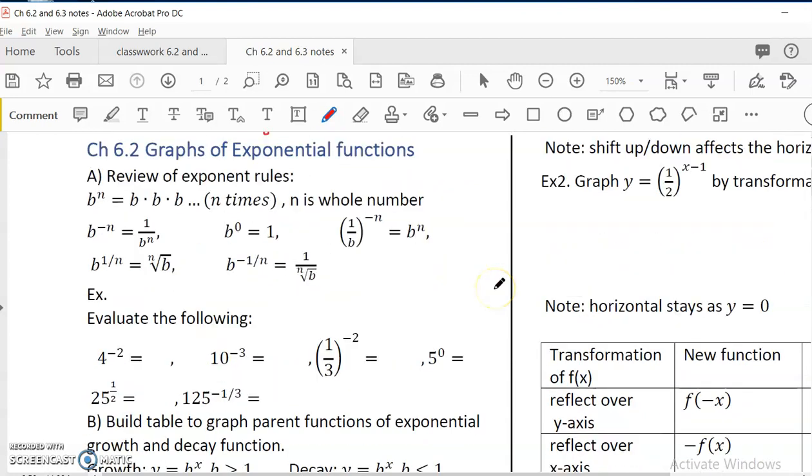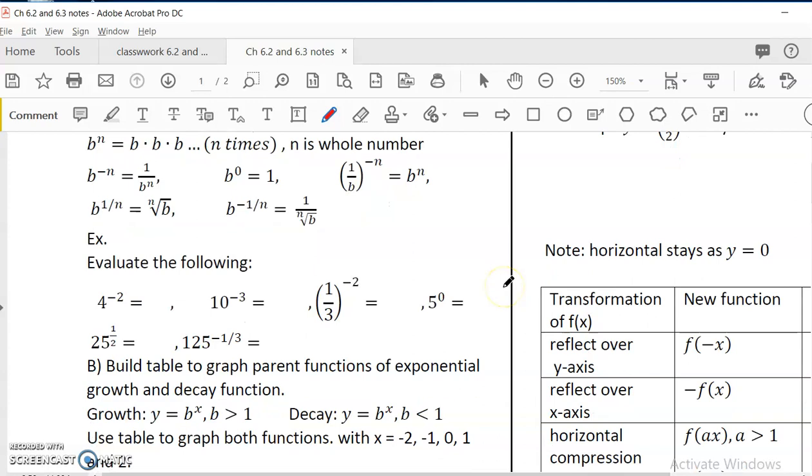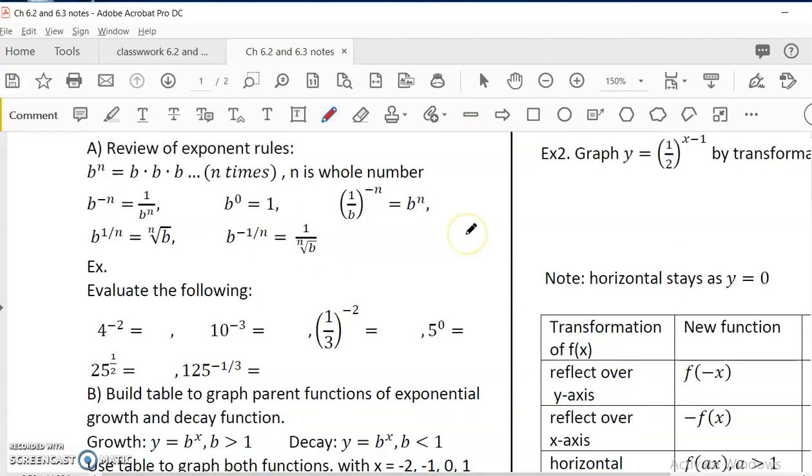And to build tables, we have to evaluate some x that is negative or 0. So let's review what is meant by a negative exponent. If I have any positive base b and I have b to the n, and n is a whole number, that means I multiply b n times. So basically exponent is repeated multiplication.